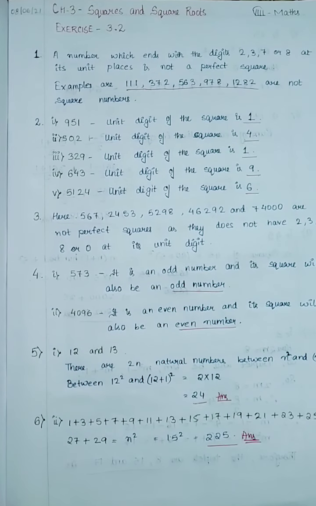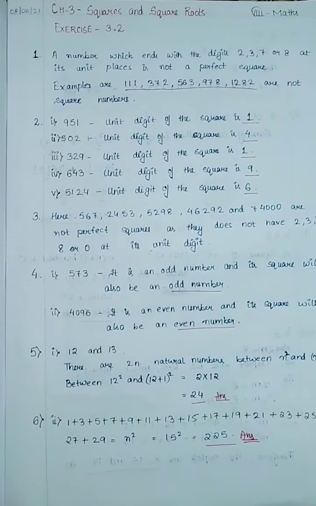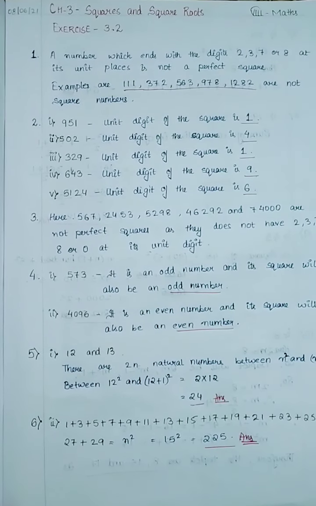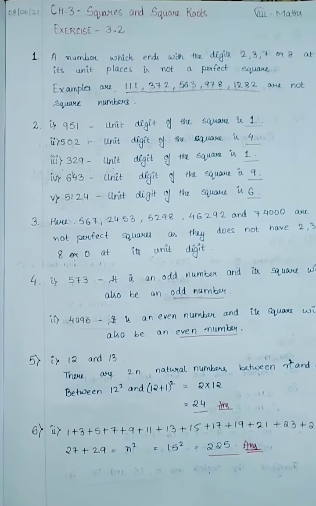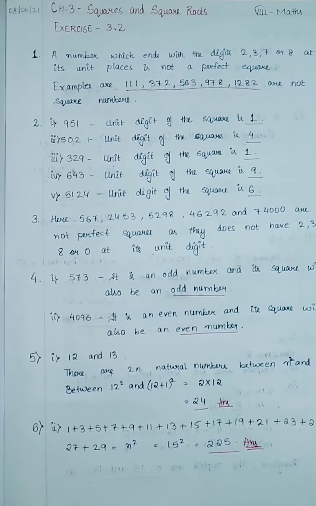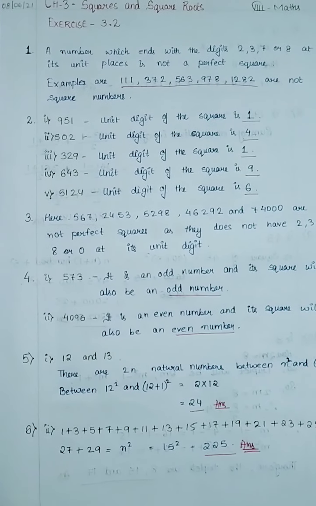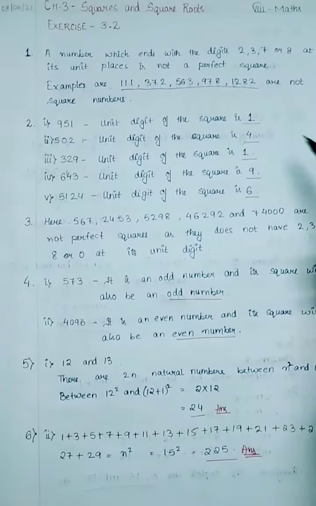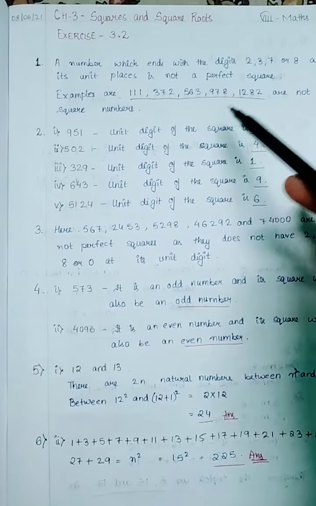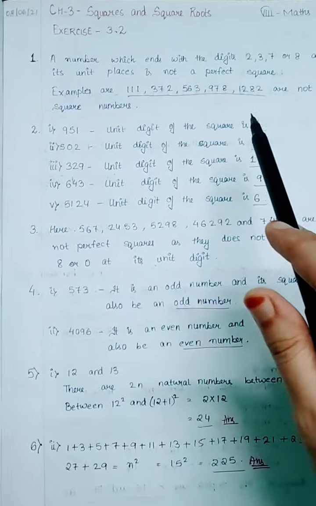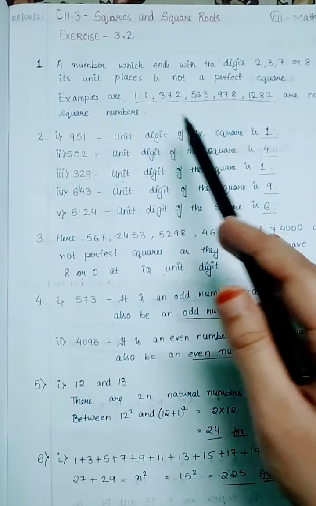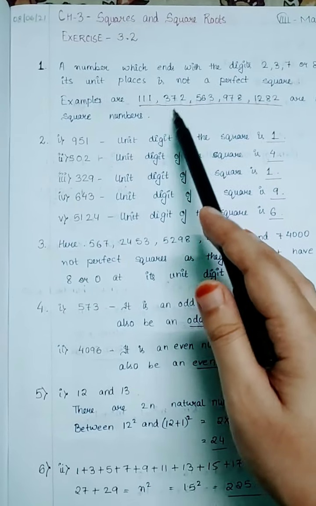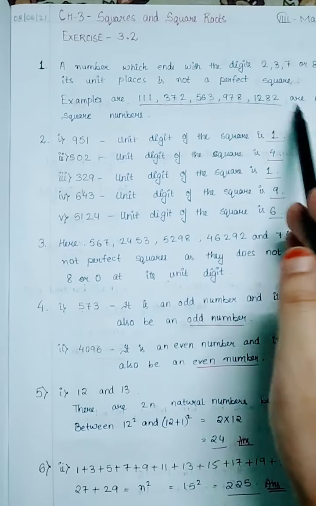Good morning, class 8. Today we are going to start exercise 3.2 of chapter number 3, squares and square root. Question number 1 says we have to write 5 numbers that are not square numbers. As you all know, any number which ends with 2, 3, 7 or 8 in its unit place is not a perfect square. So you can write any 5 numbers that have these digits at the unit place.